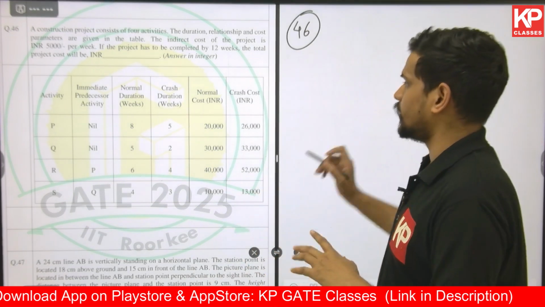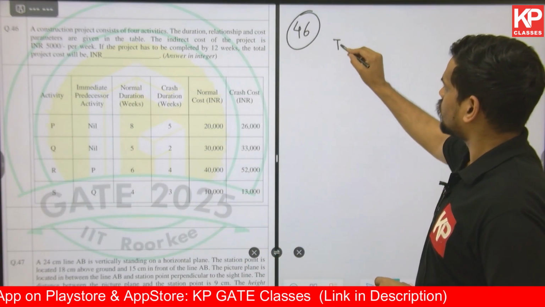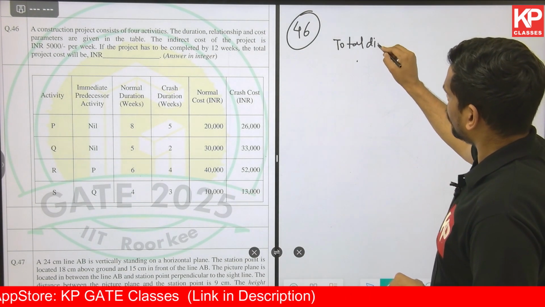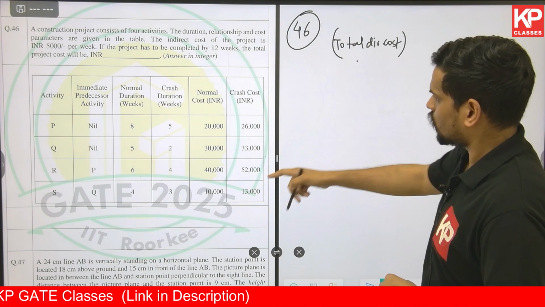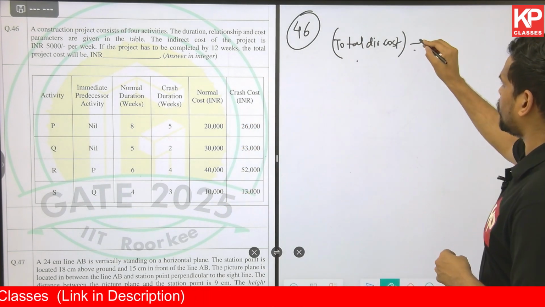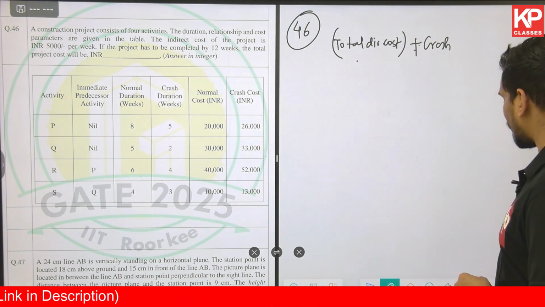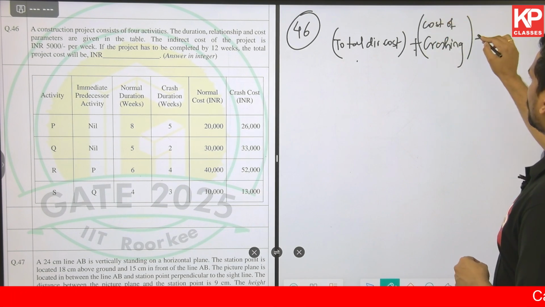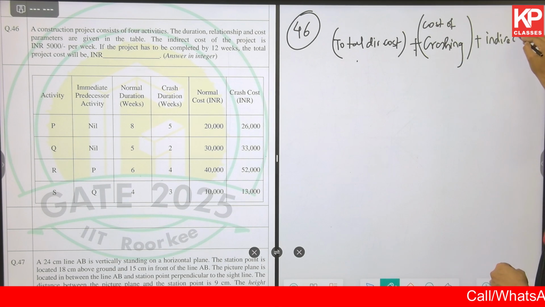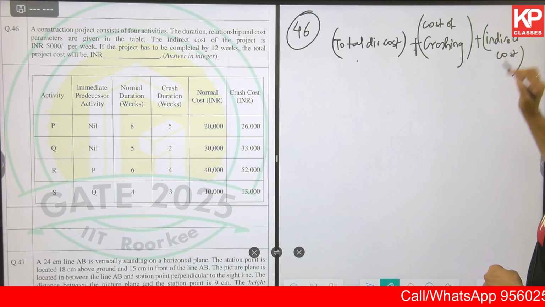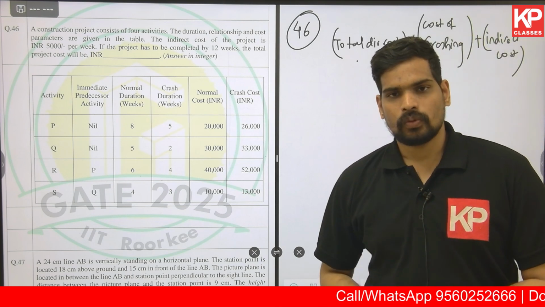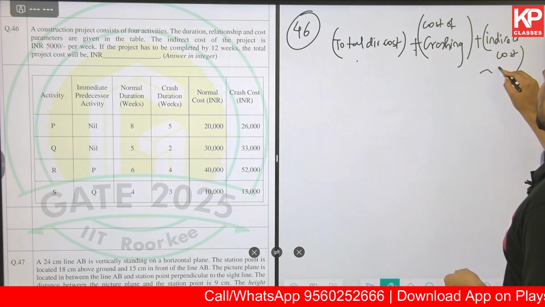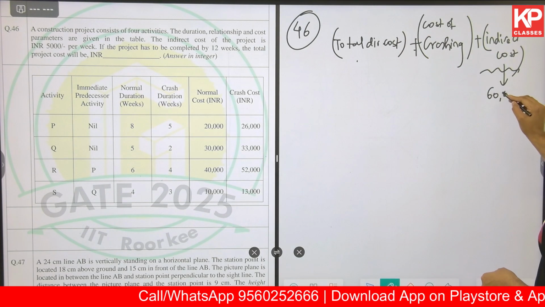The total project cost in this case is going to be the total direct costs, that is the normal costs, plus the additional cost of crashing, plus the indirect cost. Indirect cost is given as 5,000 rupees per week. So for 12 weeks, it will be 12 into 5,000, that is 60,000. So this part is clear. Indirect cost is 60,000 that you will add.